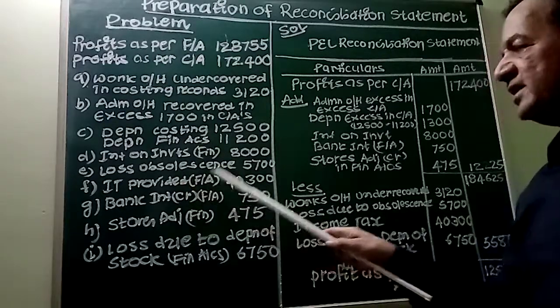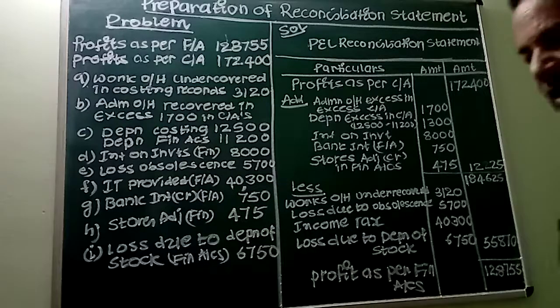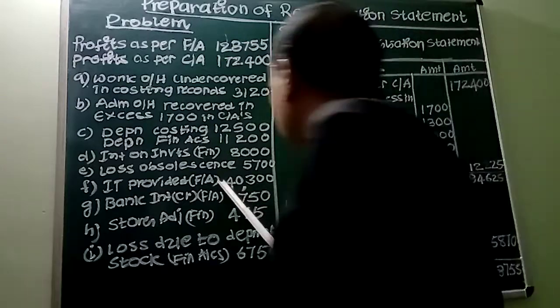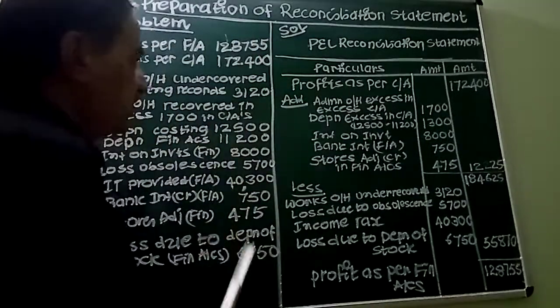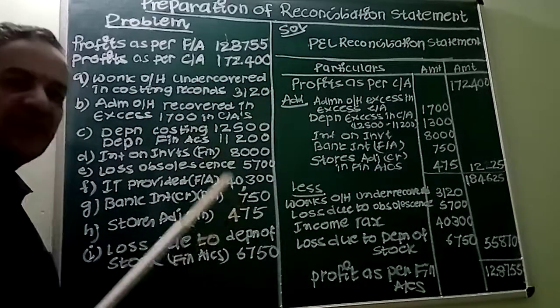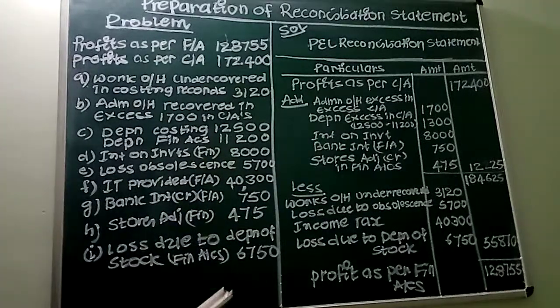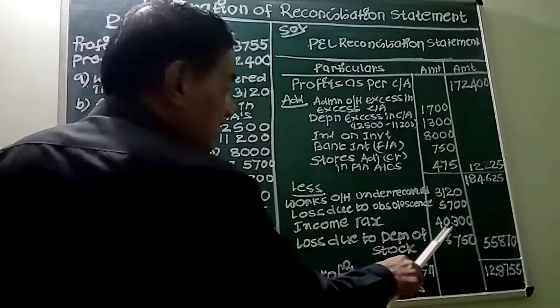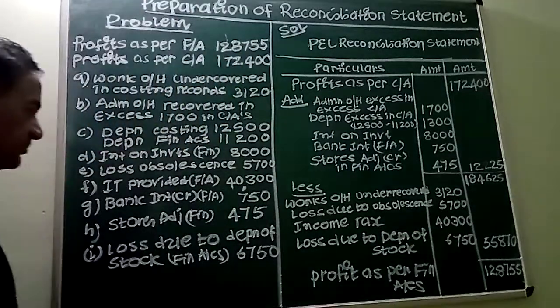Income tax provided in financial accounts. Again, this is purely a financial item. Financial item. Income tax provided in financial accounts, 40,300 rupees. This will definitely decrease the profit in financial accounts. When it decreases the profit in financial accounts, here also you must decrease income tax provided in financial accounts, 40,300.